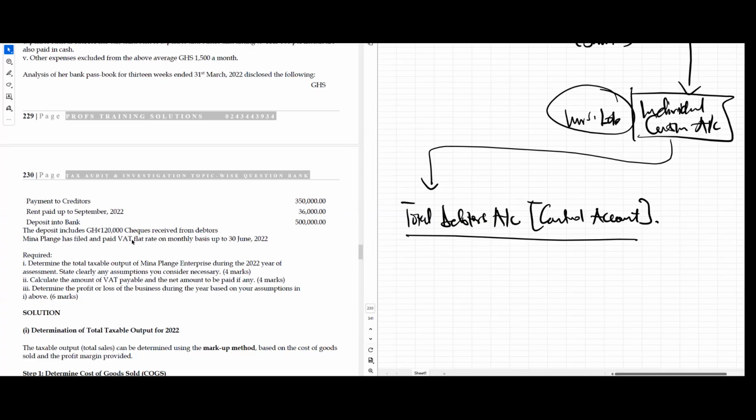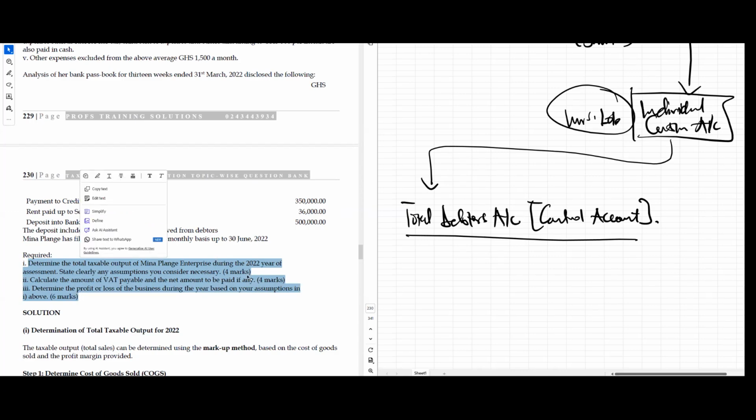Mina Planch has filed and paid VAT flat rate on a monthly basis up to 30th June 2022. Determine the total taxable output that Mina Planch made during the 2022 year of assessment. State clearly assumptions you consider necessary. Calculate the amount of VAT payable and the net amount to be paid. Determine the profit or loss of the business during the year based on your assumptions in the above.